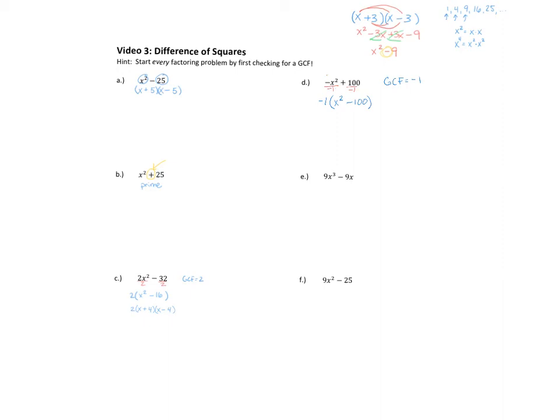Okay, remember that your GCF must follow you to the answer. However, it's not necessary to write the 1. You can just leave the negative outside the parentheses like that. So now if I square root x squared, I get x. And if I square root 100, I'll get 10. And I know I need 1 plus and 1 minus. And there's my final answer, completely factored.